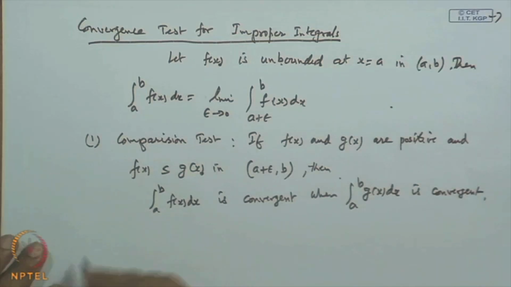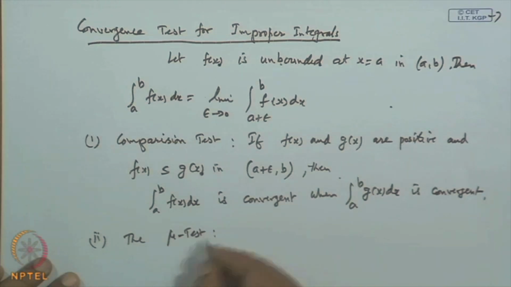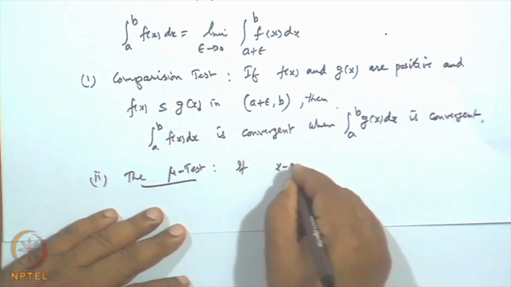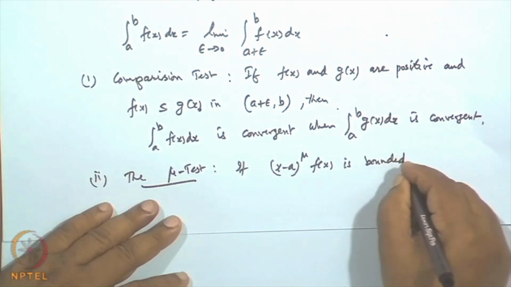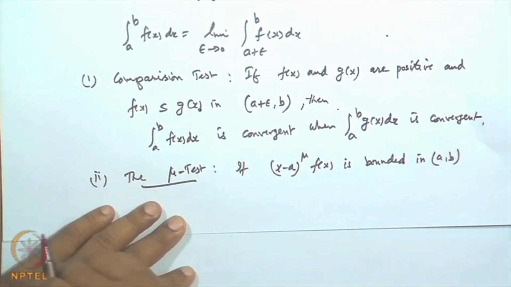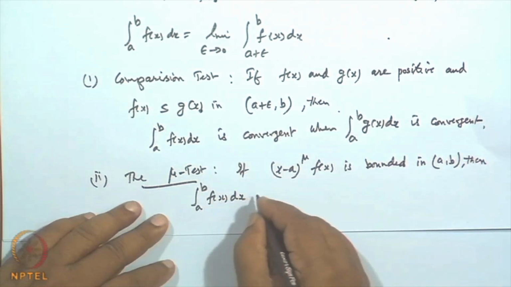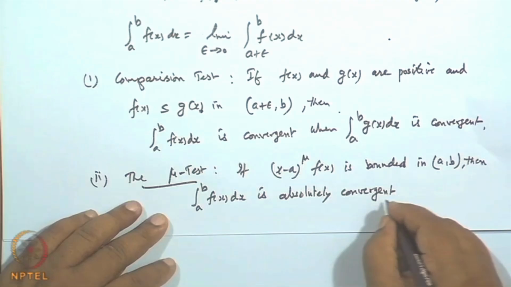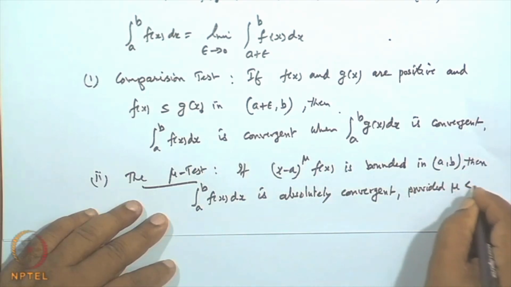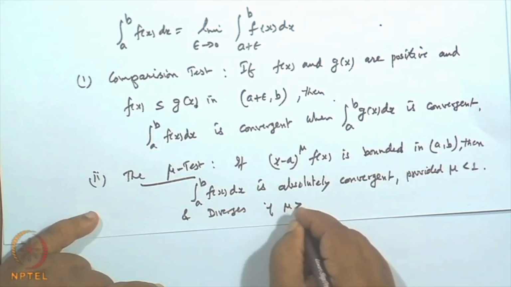The second test is the mu test. The mu test: if (x minus a) to the power mu times f(x) is bounded in the interval [a, b], then the integral from a to b of f(x) dx is absolutely convergent provided mu is strictly less than 1, and diverges if mu is greater than or equal to 1.